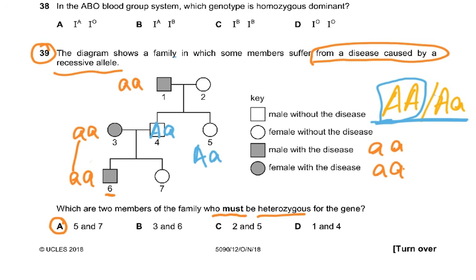So the people without the disease, that is 2, are either going to be big A or big A small a, and 7 also has to be big A or big A small a. And 7 has to be big A small a. Why? Because there's a small a coming from here. So it has to be a big A coming from 4, the dad.